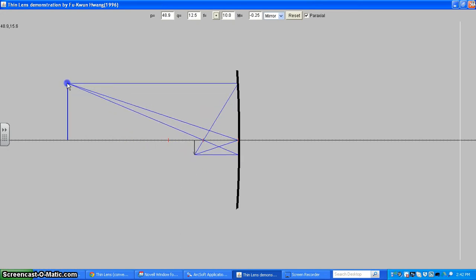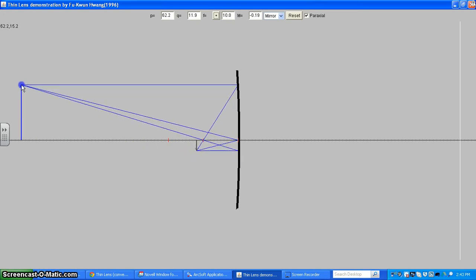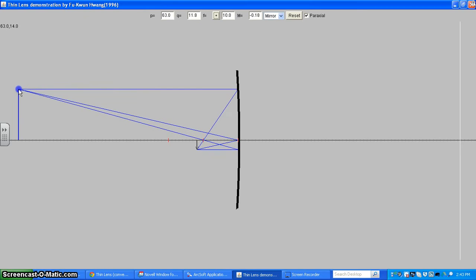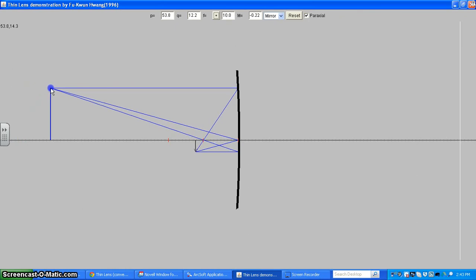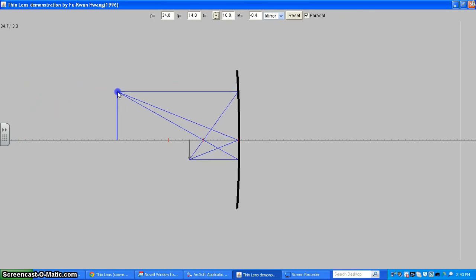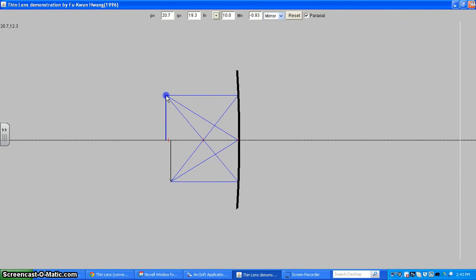So just to show you a little bit, if the object is well far away from the radius and the focal length, you get a small inverted image. As we get closer and closer, right as soon as we get to the actual radius, we end up with a completely inverted image at the same point.